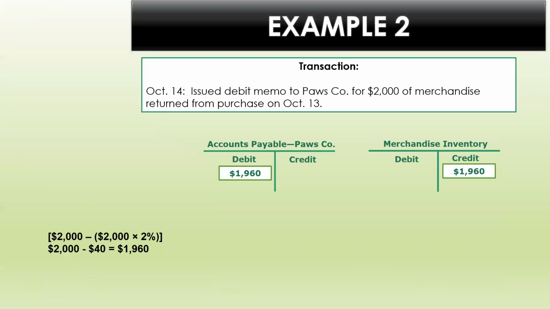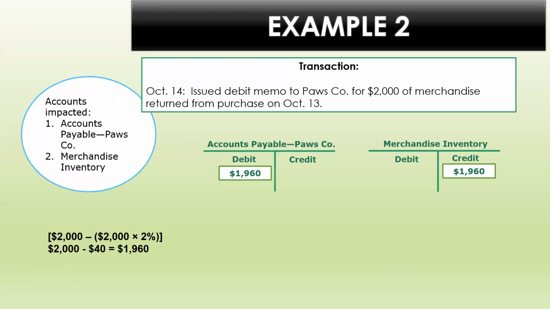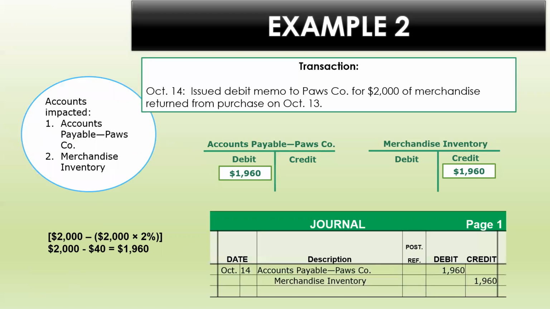Example 2, transaction. On October 14th, issued debit memo to Paul's company for $2,000 of merchandise returned from the purchase on October 13th. So now we are returning some merchandise. The accounts impacted are accounts payable Paul's company and the merchandise inventory. On your screen, you can see where I did the math for this transaction. So we needed to deduct for that 2% discount.